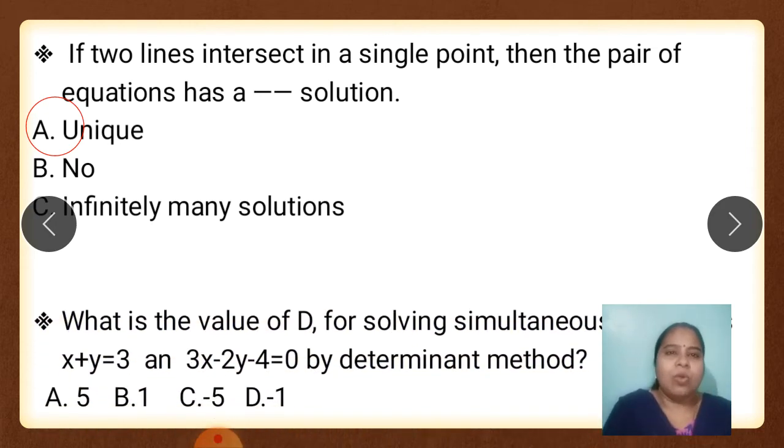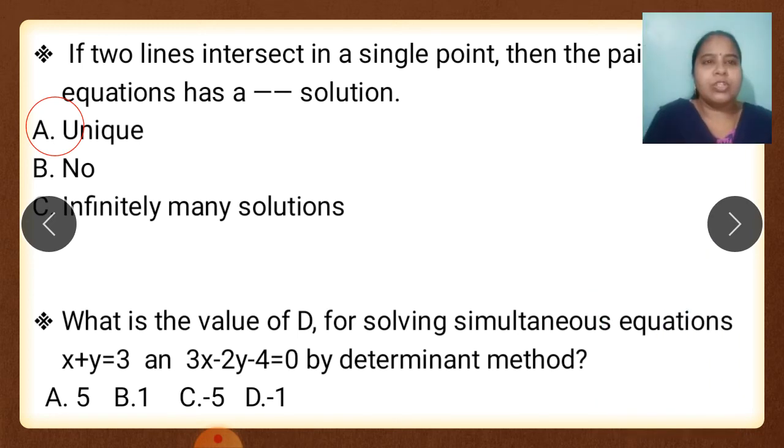Next one is this. What is the value of the determinant for solving the simultaneous equations x plus y is equal to 3 and 3x minus 4y minus 4 is equal to 0 by the determinant method? Now I have given you one sum based on Cramer's rule where you just have to find the value of the determinant. You don't have to get me the answer of x, y, Dx or Dy. Only the determinant is asked. So I hope you remember the general form of the determinant: a1, a2, b1, b2. Right? a1 is 1, b1 is 1, a2 is 3, b2 is minus 4. So try to get the answer.